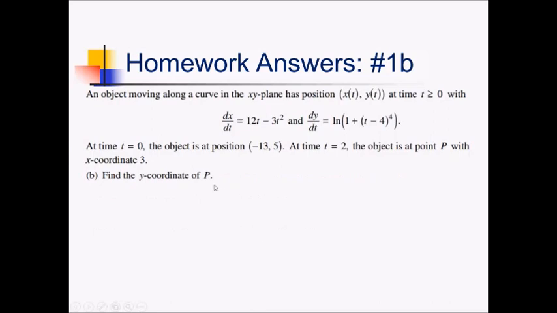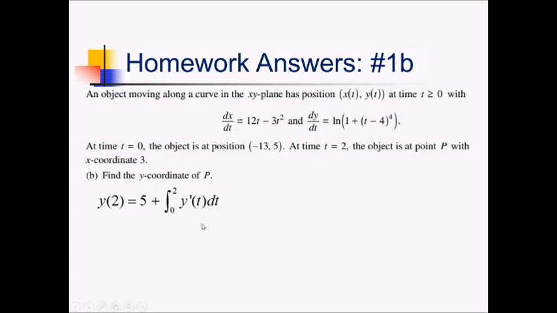For this part here, I want to find the y-coordinate of point P. So to do that, I need to have a starting point. They told us at time 0, the y value was 5, and the point P happens at time 2. So I need to use my fundamental theorem on this one. I'm going to say y of 2, the y-coordinate of point P, is going to be my initial y value of 5, plus, well, we're going from time 0 to time 2, so I need an integral from 0 to 2 of the rate of change of y. That'll give me the total change, adding that to the 5. So that's going to be y prime of t dt.